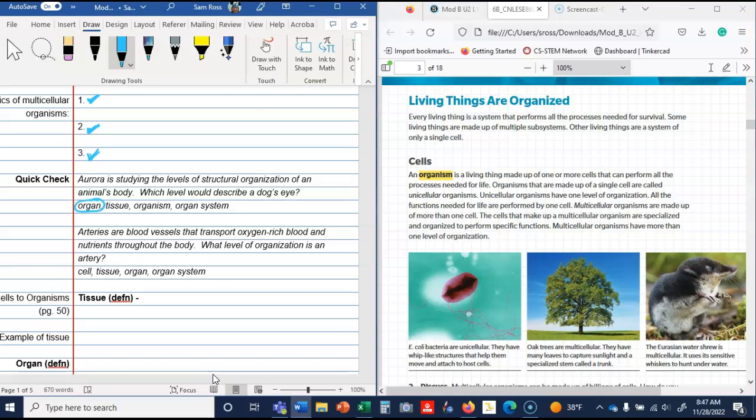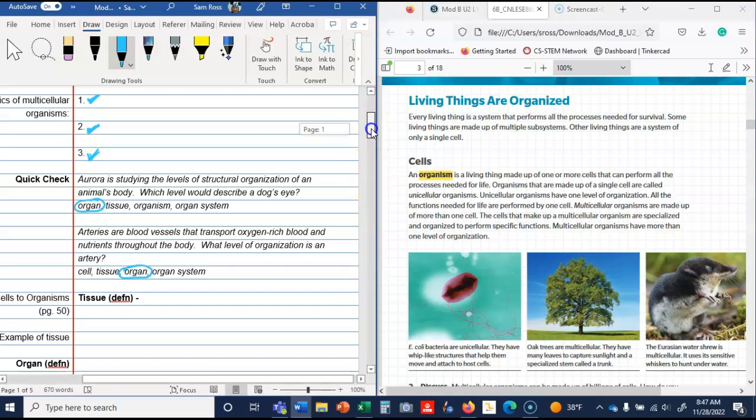And then arteries are blood vessels that transport oxygen-rich blood and nutrients throughout the body. What level of organization is an artery? Is it a cell, a tissue, an organ, or an organ system? Again, it is considered an organ.